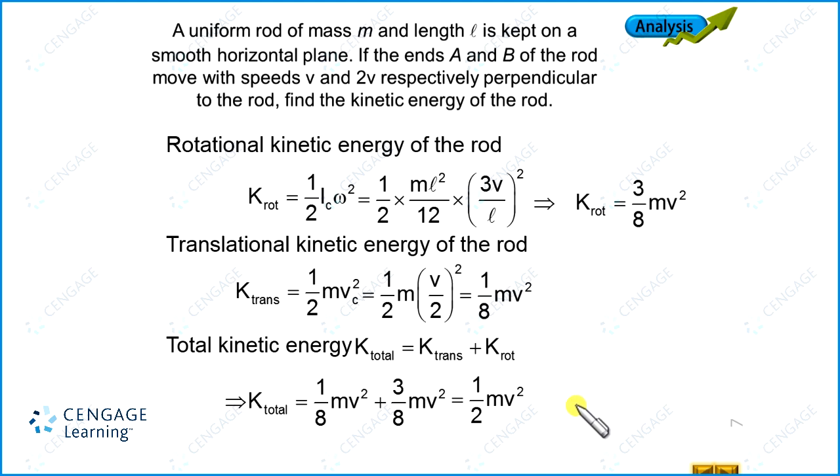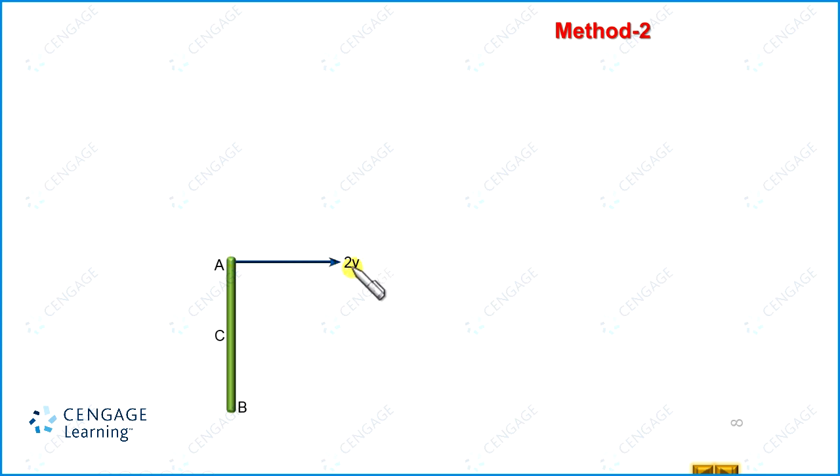We can calculate the angular velocity of the rod and velocity of the center of mass of the rod by ICR method. ICR means instantaneous center of rotation. So let us learn method number 2. Okay. So let us draw a diagram here. This AB is the rod and C is the center of mass. In the question it is given that A is moving with velocity 2v. So we will draw an arrow of 2v in the rightward direction.